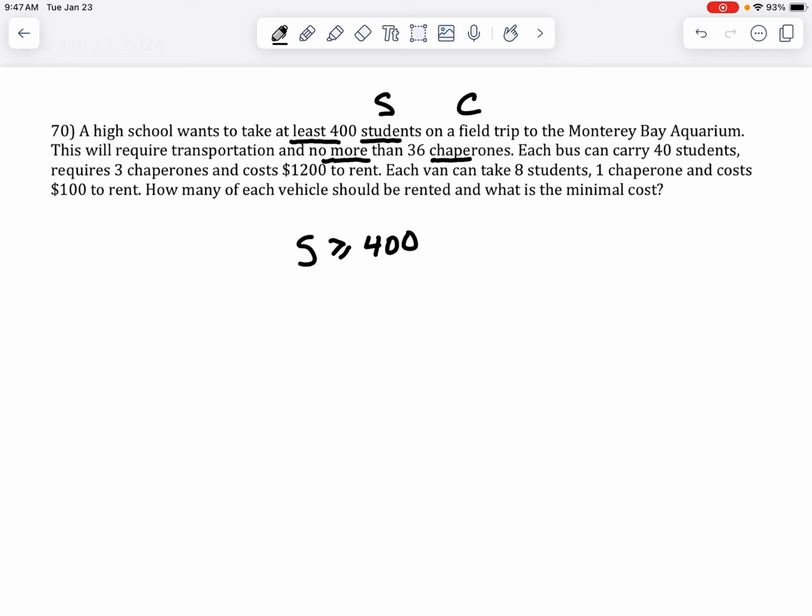And the chaperones, there can be no more than 36. So for the chaperones, no more than means less than or equal to 36 chaperones. All right, that's one piece of the puzzle.